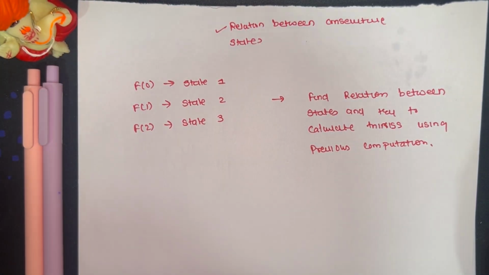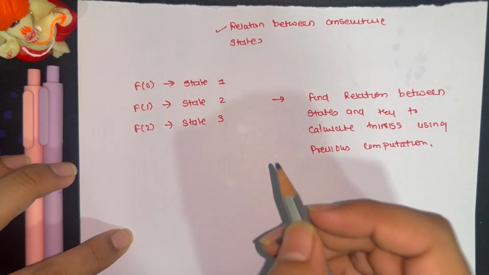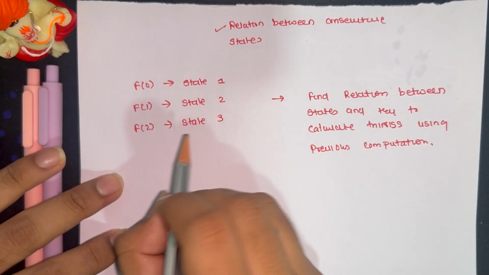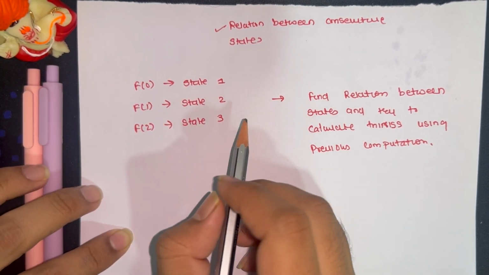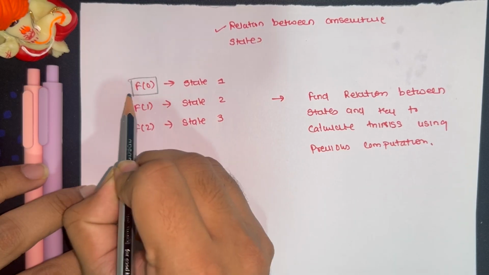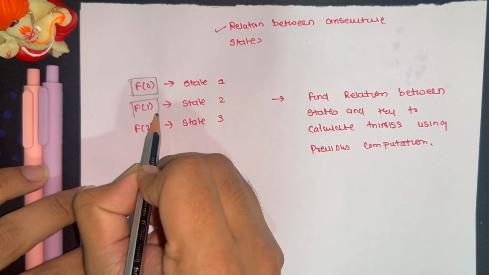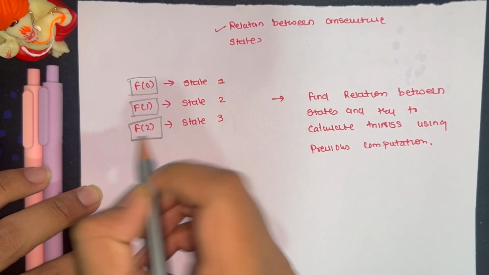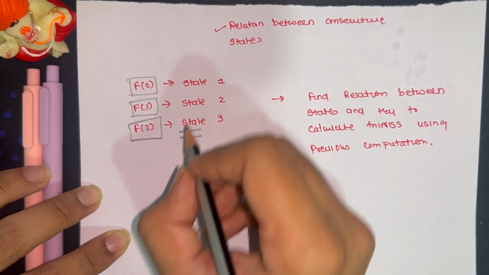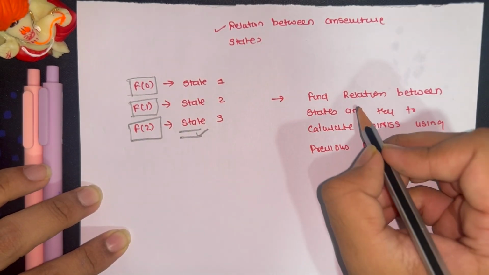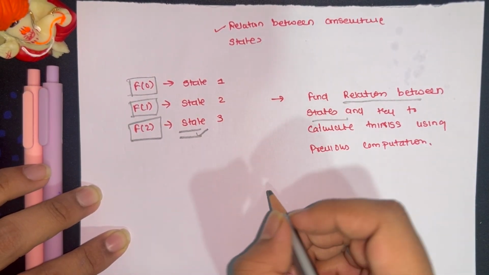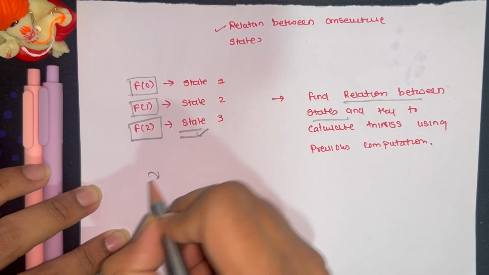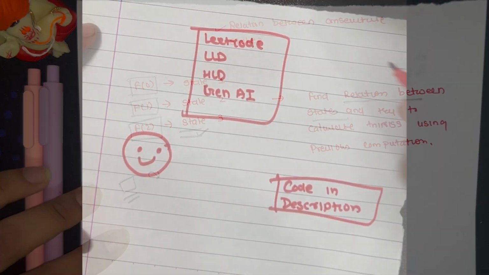The takeaway from this problem is that we were getting states after each computation. First we compute f of 0, then f of 1, and then f of 2. So when you see that there are different states, try to find the relations between them and compute the value of the next step using the previously computed values. So that's it for this problem.